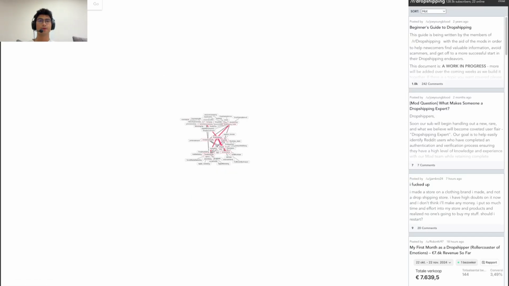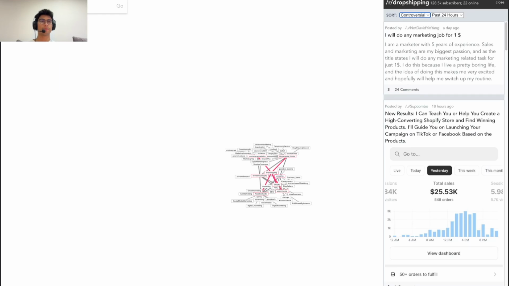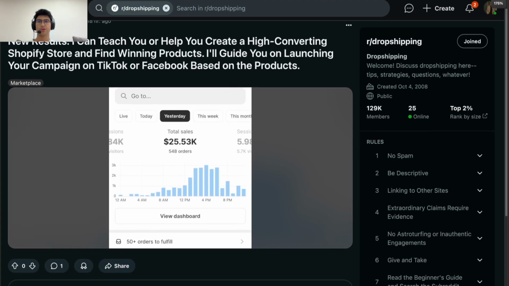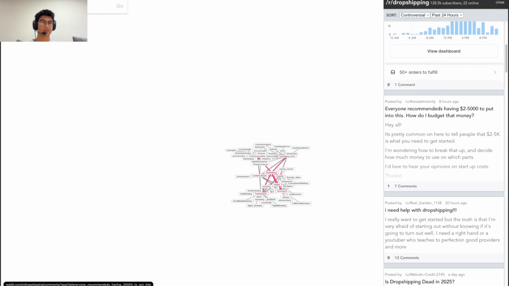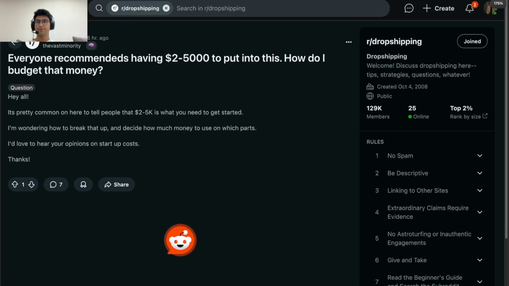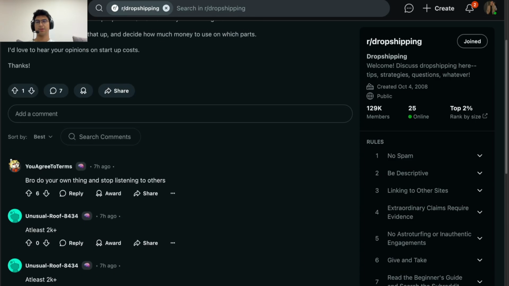You can also sort it at the top. You can sort by hot, new, controversial, top, rising. So let's choose controversial. Basically, what you're going to do with this is find their problems. For example, as you can see, this is a common belief that people have when it comes to dropshipping. They believe they need a lot of money to invest in ads just when they're getting started.